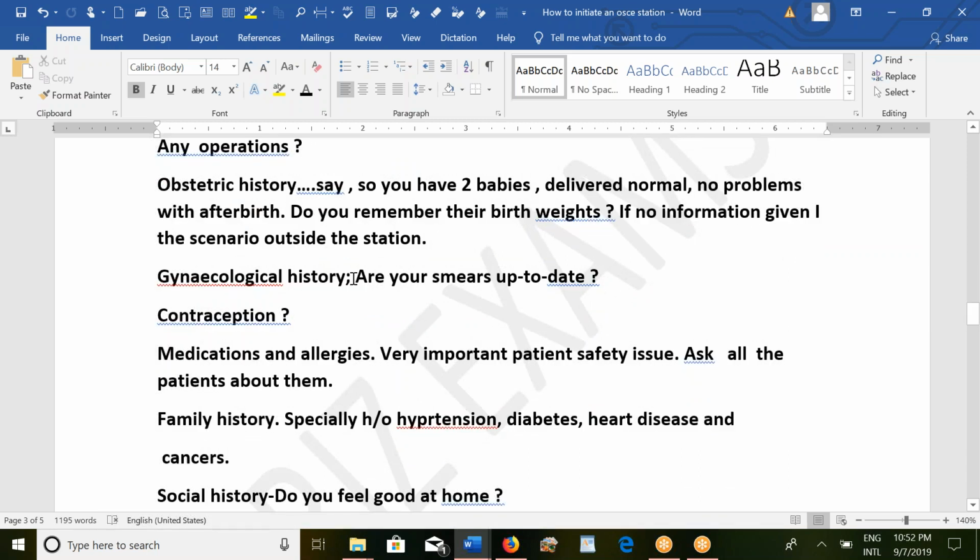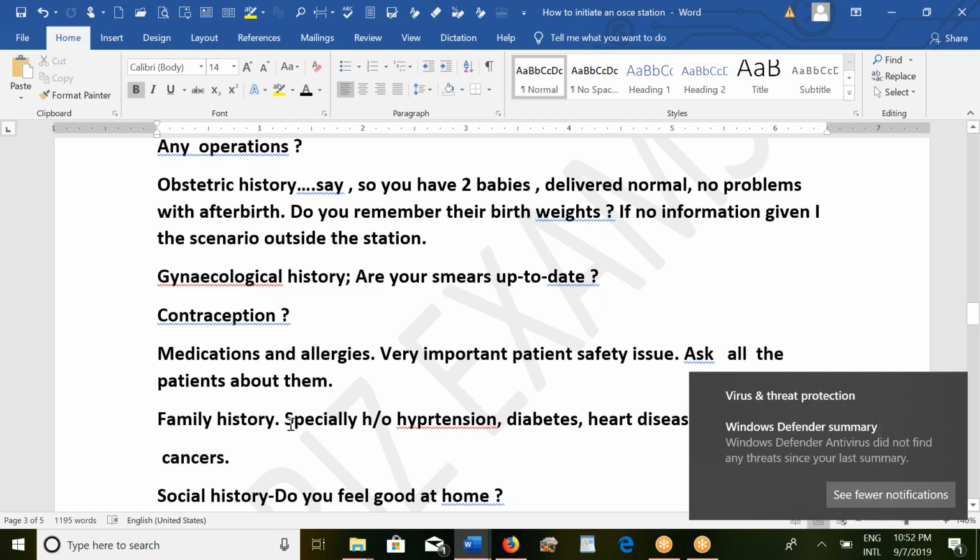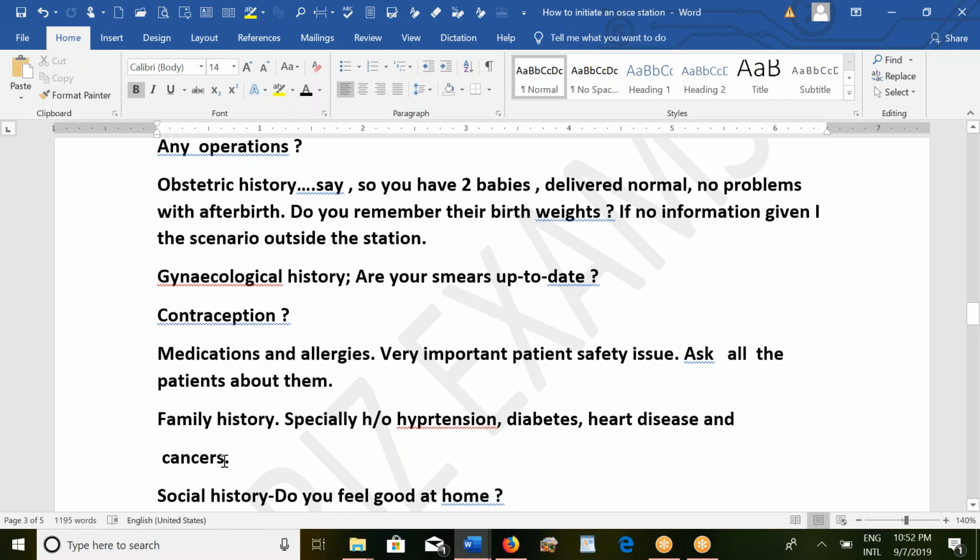Gynecological history. Are your smears up to date? Contraception. Medications and allergies. Very important patient safety issue. Ask all the patients about them. Family history, especially hypertension, diabetes, heart diseases, and cancers.